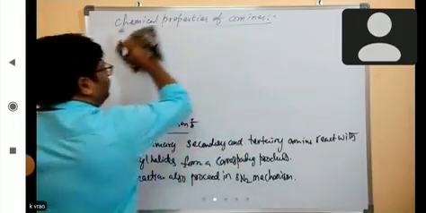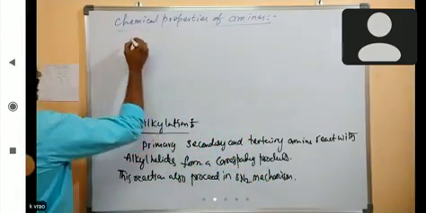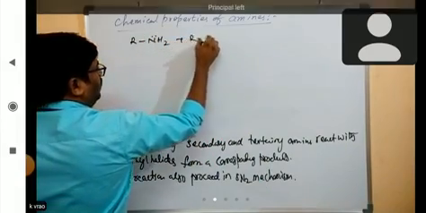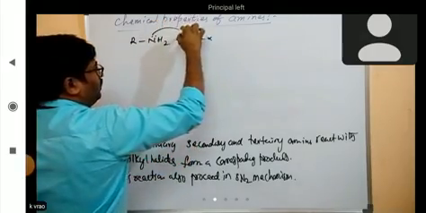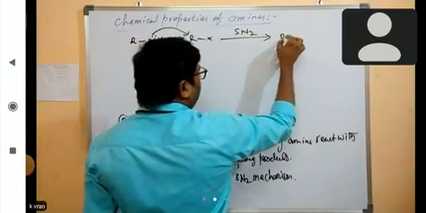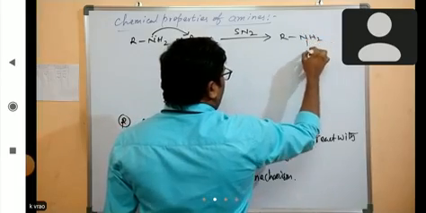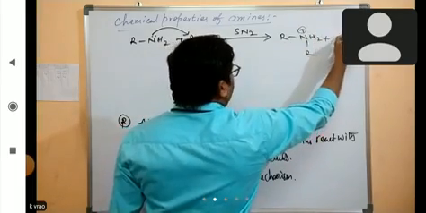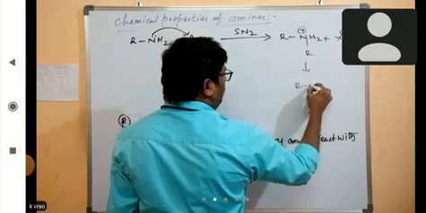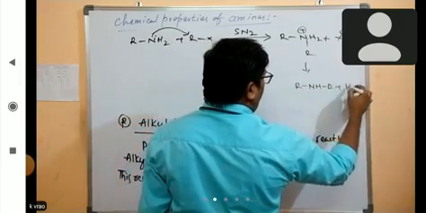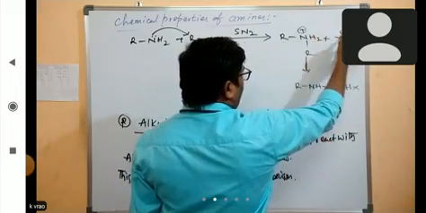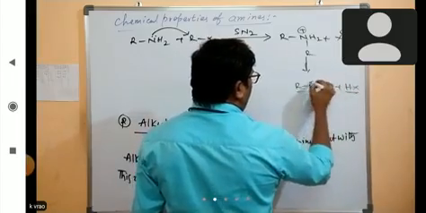Now see the examples. Primary amine RNH2 plus RX. The lone pair is donated to this carbon. According to the SN2 mechanism, it gives RNH2R plus X minus. Because of the positive charge, it loses one hydrogen and converts into RNHR plus HX.